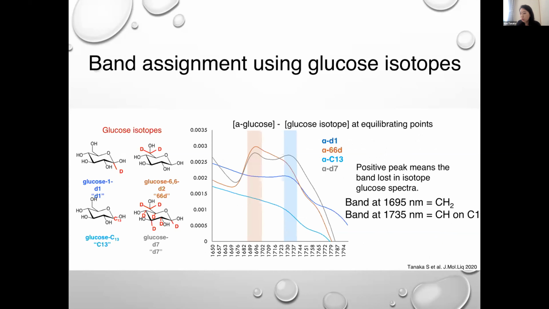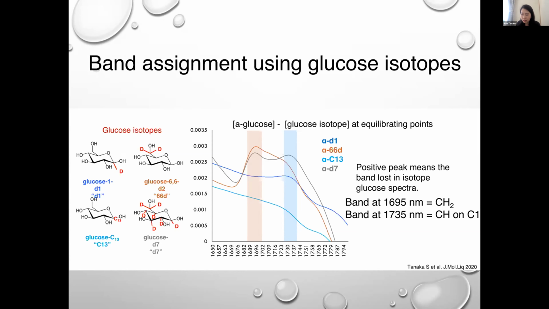Next, in order to detect the isotopic band, I focused on the spectra of the equivalent solutions. At the equivalent point, the ratio of the anomers is the same in all of the solutions. Thus, the isotopic band can appear in the difference between glucose and the glucose isotopes.